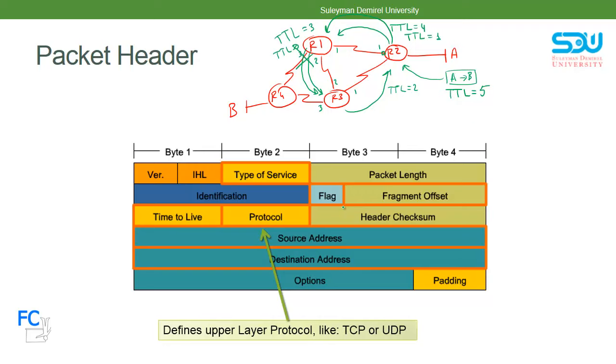Also, we have the field in the packet header which is called the protocol, which defines which upper layer protocol is working with us. And we have the header checksum, which is used by the network layer to evaluate if it is a damaged packet or a normal packet. If it is damaged, then the packet will be deleted.